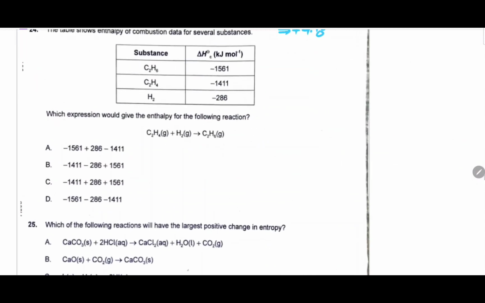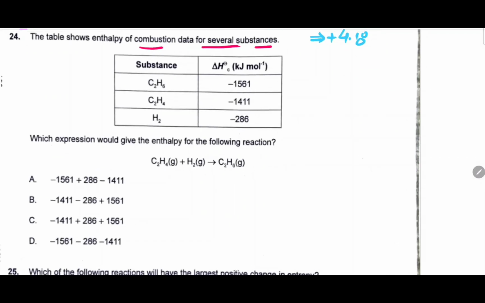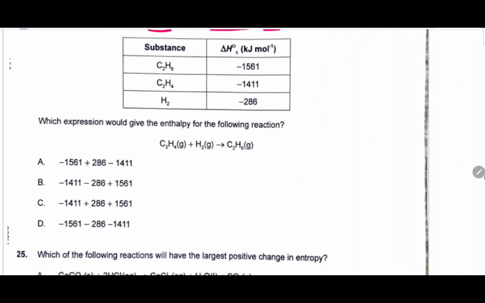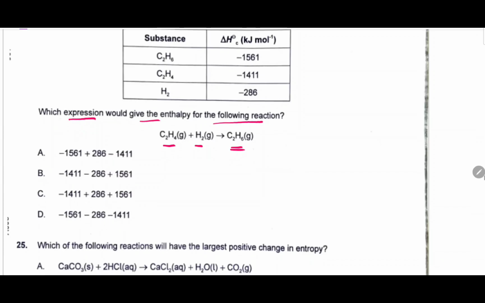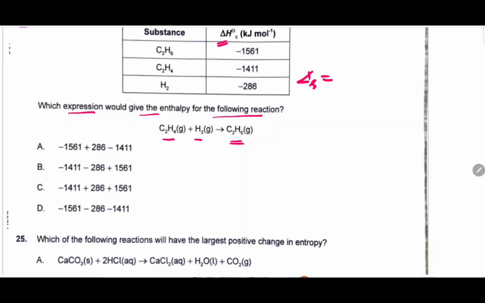Question 24. The table shows enthalpy of combustion data for several substances: C2H6, C2H4 and hydrogen. The question is, which expression would give the enthalpy for the following reaction? C2H4 reacts with hydrogen to form C2H6. This is the reaction, and we require to find out the enthalpy of the reaction. The formula for enthalpy of reaction in terms of combustion is the summation of enthalpy of combustion of reactants minus the summation of enthalpy of combustion of products.